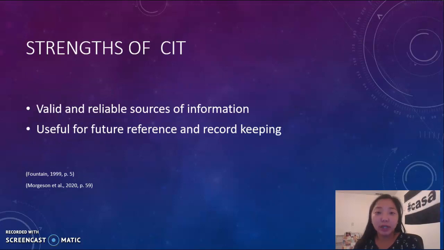So there are strengths of the critical incident technique, and the first being they can be valid and reliable sources of information if the critical incident is of good descriptive quality. The second strength could be that it's useful for future reference and record keeping. The performances tell a lot about the job and its employees, so analysts or HR can go back and look at the critical incidents and make references on them.